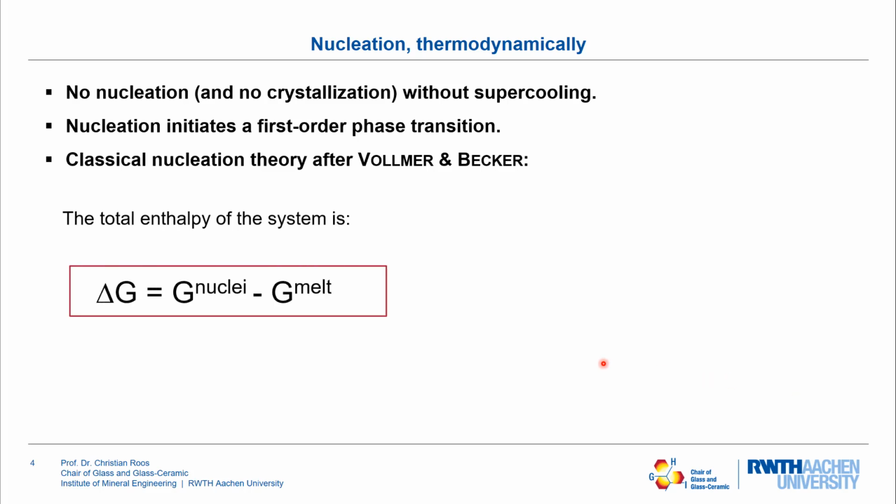The total enthalpy of the system is the free enthalpy of the nuclei minus the free enthalpy of the melt. And in this case, if the nuclei has the lower free enthalpy than the melt, this difference in free enthalpy becomes negative, meaning the nuclei is more favorable than the melt and the nucleation will take place.